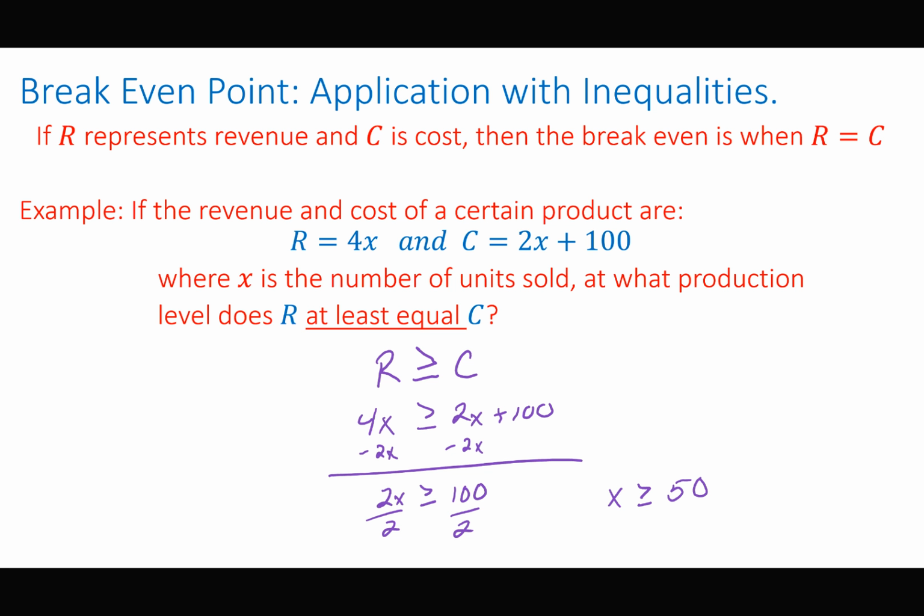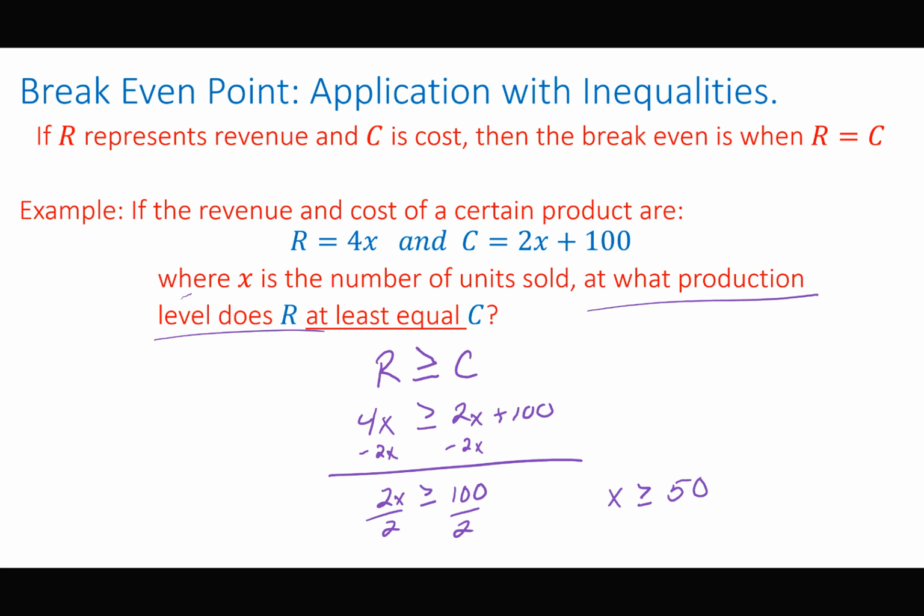Okay, so now we have to put this in context. The question asks, where R is the number of units sold, at what production level does R at least equal C? So I want the least number of units to be 50. I want 50 or 51 or 52. If I'm at 49, my cost is going to be higher than my revenue. So I want R to at least equal C. So I want x values that are greater than or equal to 50.